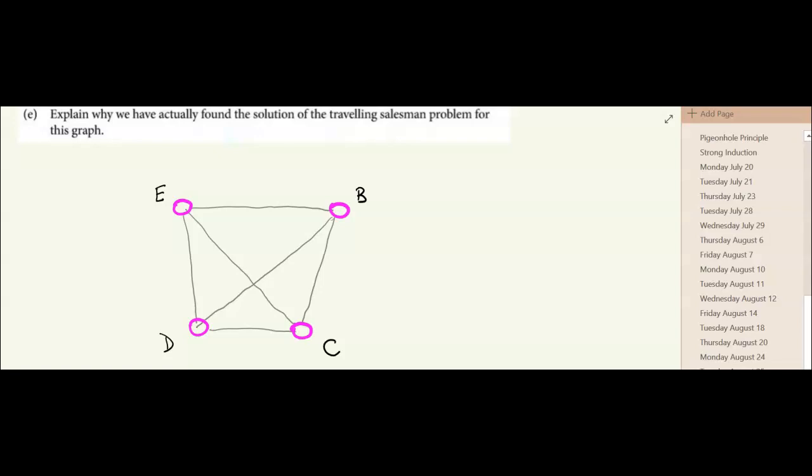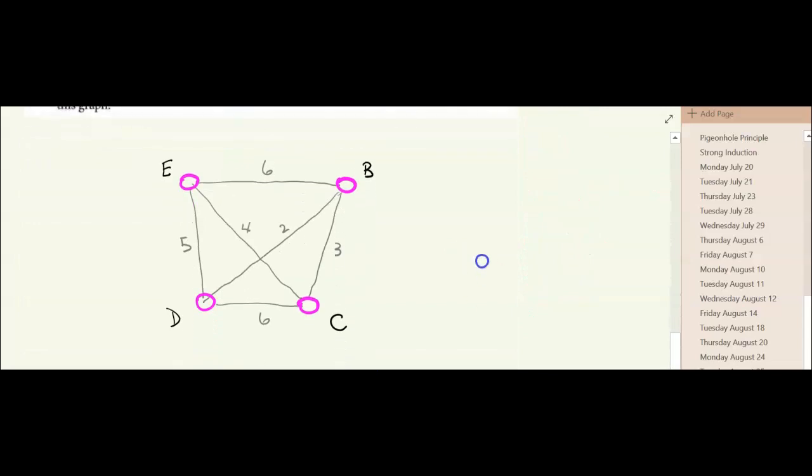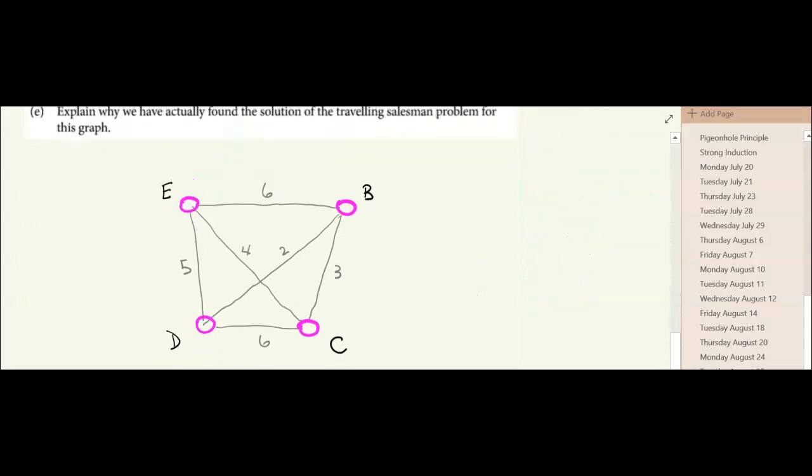My weights: EB is 6, BC is 3, DC is 6, and ED is 5. DB over here is 2, and EC is 4. All right, I'm just copying those down. Righto. So now I want my minimum spanning tree. Now, remember what a minimum spanning tree was? It was Kruskal's algorithm, and all we did was list in order, in ascending order, the lengths.